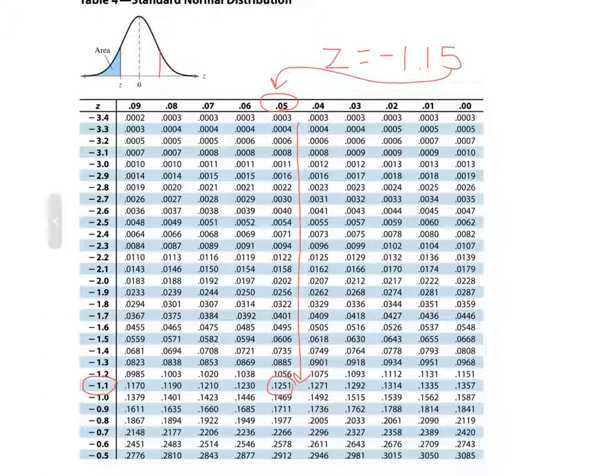Because it's two-tailed, then that tail area is also 0.1251. So we've got an area here of 0.1251, but we also have an area here of 0.1251. So in a two-tailed test, we have to take the area that we get and we have to double it to get our p-value. So in this case, our p-value would be equal to 0.2502.